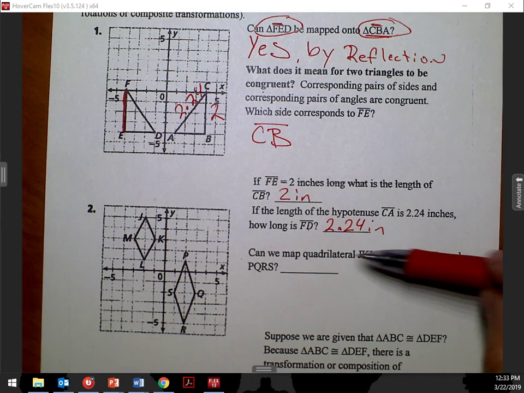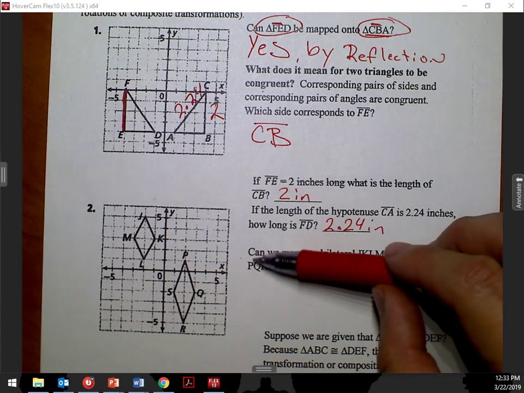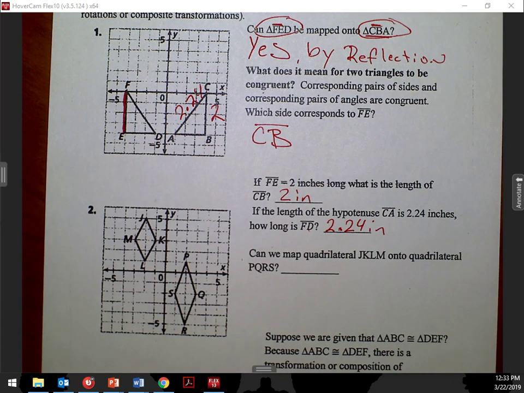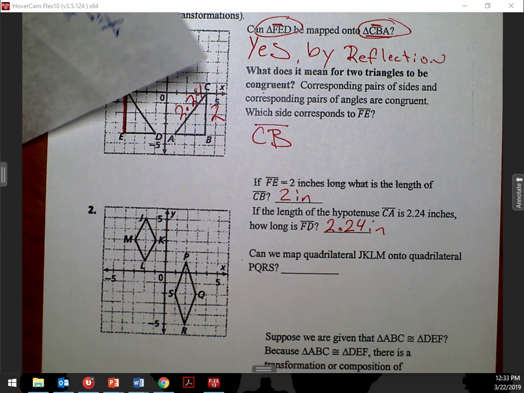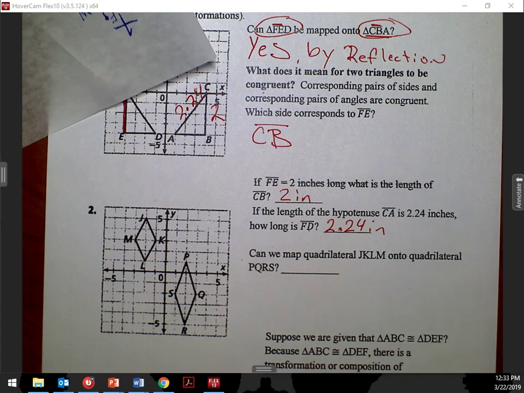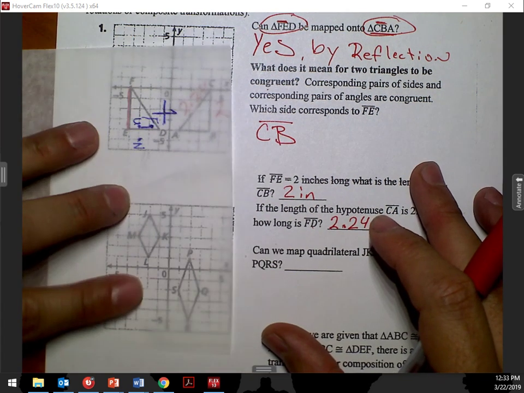All right, can we map quadrilateral JKLM onto quadrilateral PQRS? I'm going to show you guys. I'm going to use a patty paper. But just looking at it, do they have the same shape? Yes? No, it's not the same shape. If we're mapping one onto the other and it doesn't say which type of map, all you have to do is trace one and put it on the other. So let me try that. I'm going to trace this one right here.